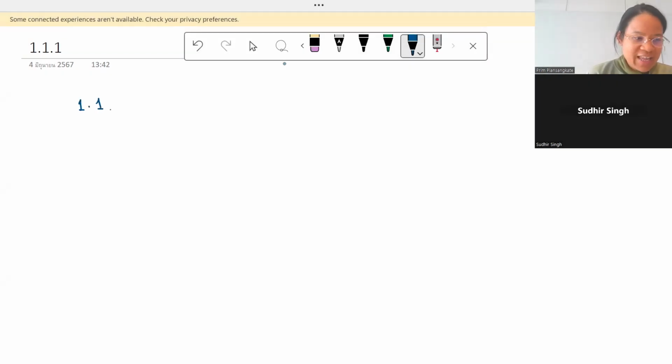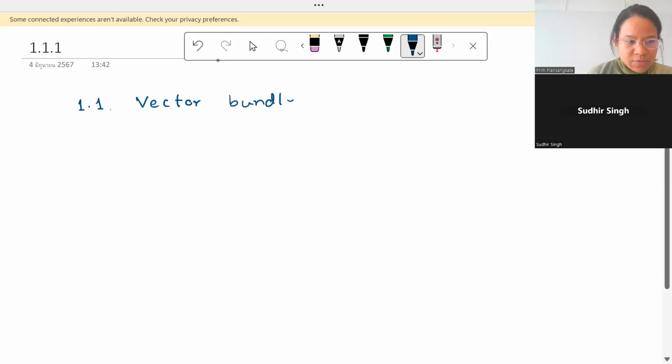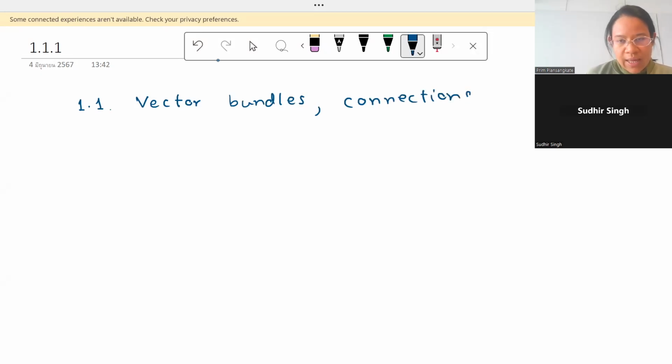Okay, so now in this chapter, I want to define the anti-self-dual Yang-Mills equation, which is a condition on connections on a vector bundle. So I will start by defining a vector bundle, connections on vector bundles, and curvature. After this, I will be able to say what the anti-self-dual Yang-Mills equation is.